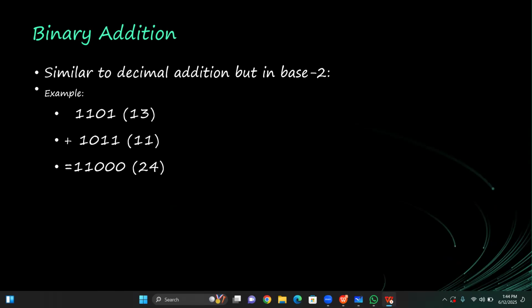We have 13 plus 11. So if I want to do 13 plus 11, this is how we do it normally in decimal. I will have 13, and I will have 11. To do this addition, I'll say 3 plus 1 is 4, and 1 plus 1 is 2.